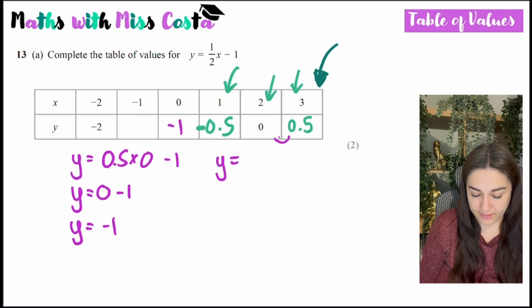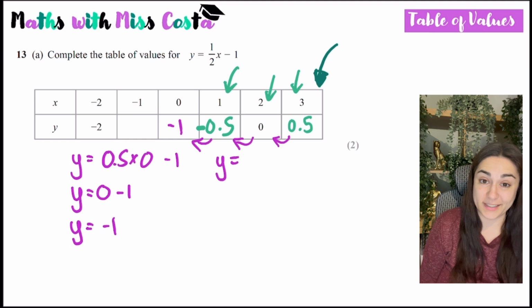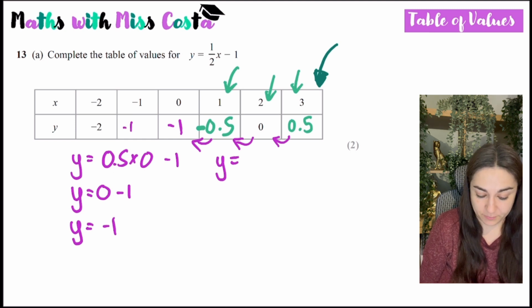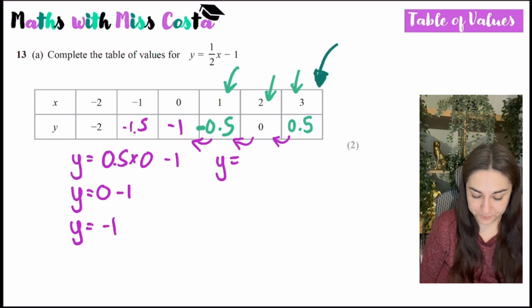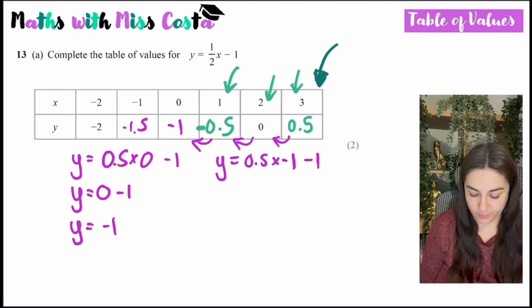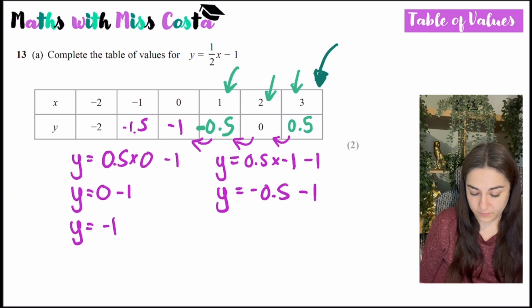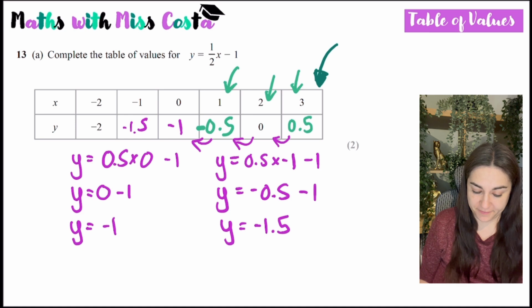You might have noticed a pattern, and that's the good thing about doing these, is that they're always going to show you a little pattern. So you can see that it's going down in 0.5s. So I can predict that it's going to be 1.5. But let's show if that's true. So I've got y is 0.5 times by negative 1, take away 1. So 0.5 times by negative 1 is minus 0.5. And minus 0.5 minus 1 is minus 1.5.